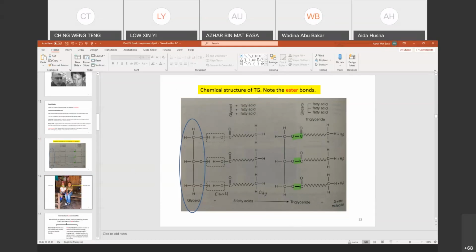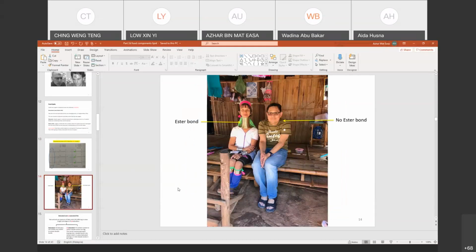Okay, I went to Thailand some time ago. Just to remind you, some women in Thailand still have that ester bonds, but we have no ester bonds.